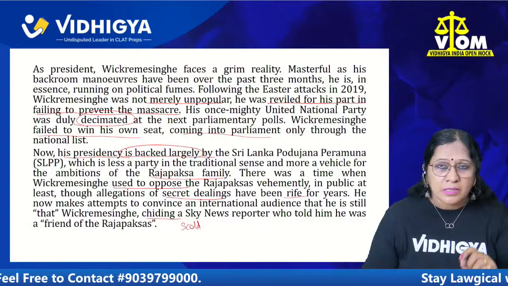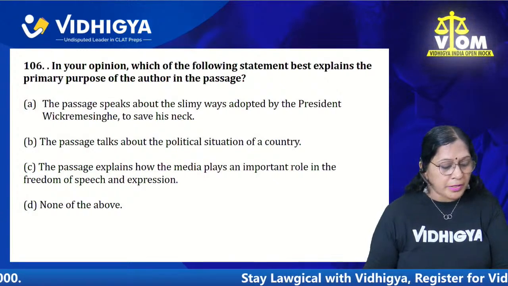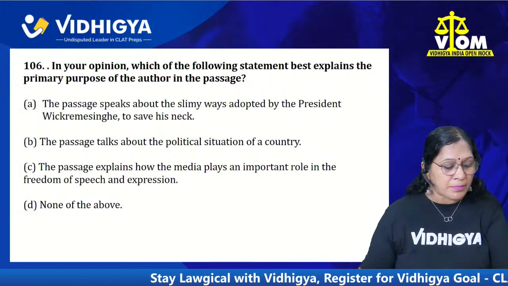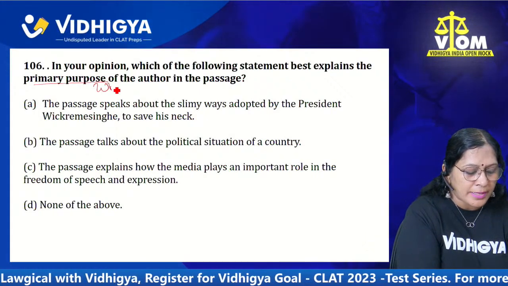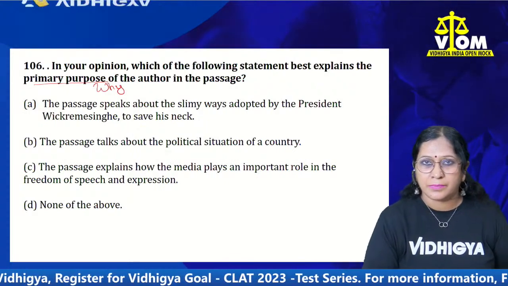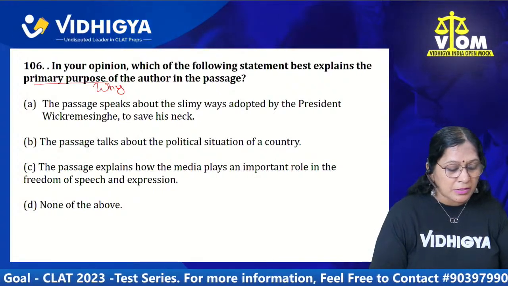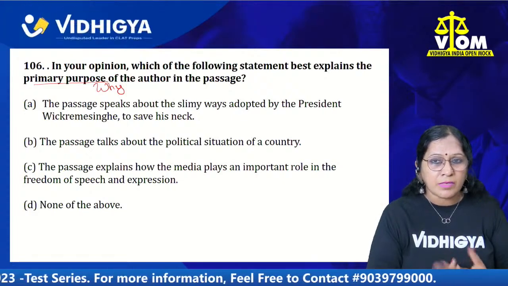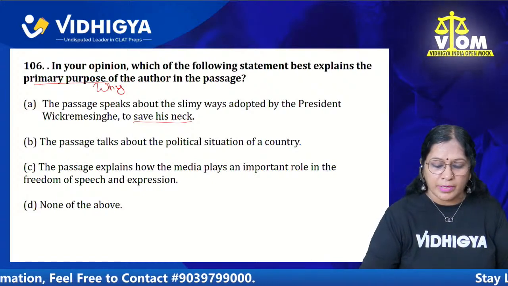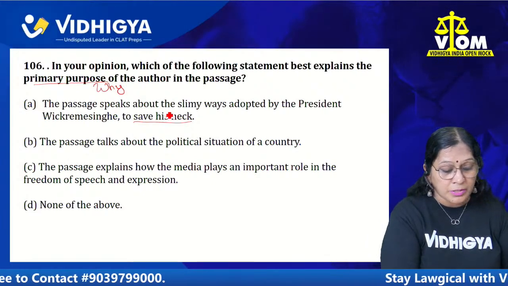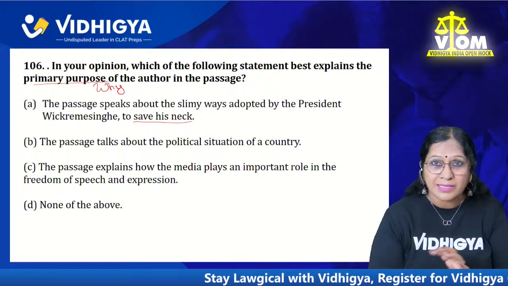We have the main ideas. Now, in your opinion, which of the following statements best explains the primary purpose of the passage? That means why. When we come across the words primary purpose, it should be why the author has written this. Okay. So the passage speaks about the slimy ways adopted by the president Vikram Singhe to save his neck. To save his neck means he has to hold his position well, right? Slimy ways will be like something that is very cleverly done, very slyly done.